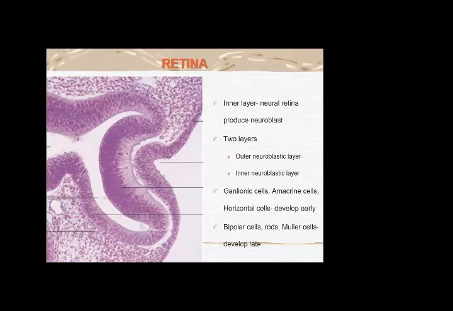Okay, let's talk about the inner layer, this layer. To begin with, you have just 2 types of cells. These are neuroblasts. So ये जो cells present over here are neuroblasts.